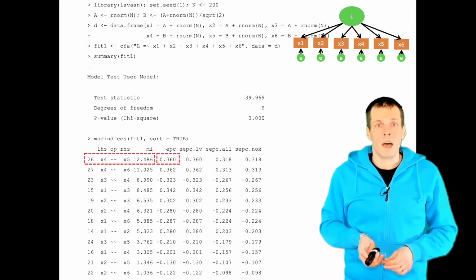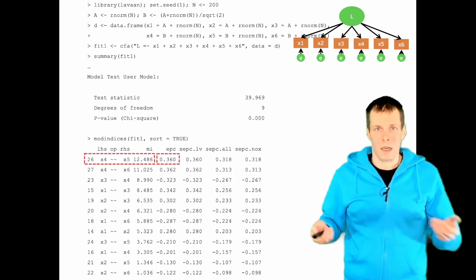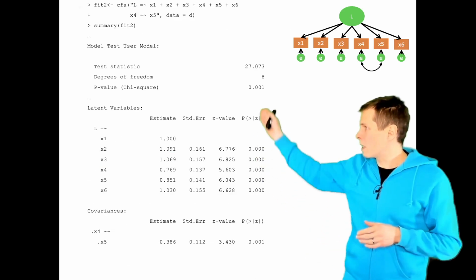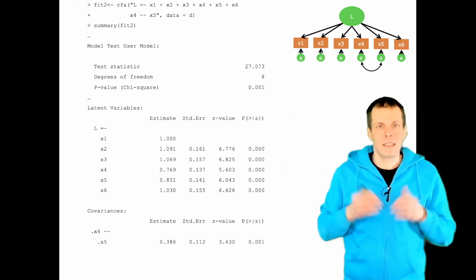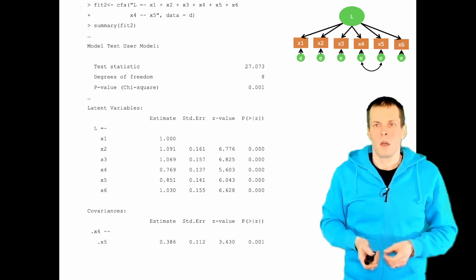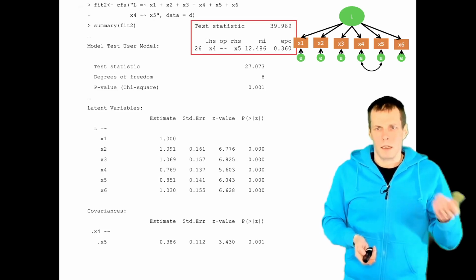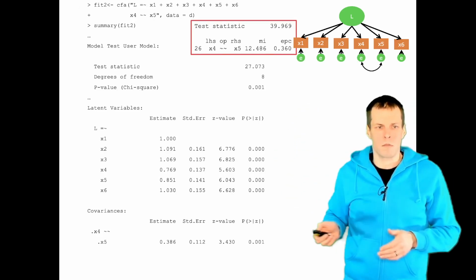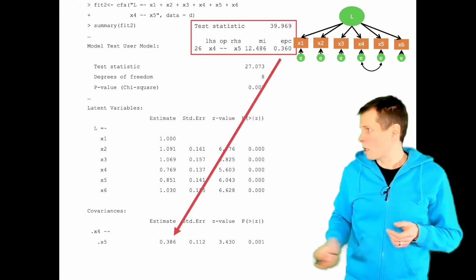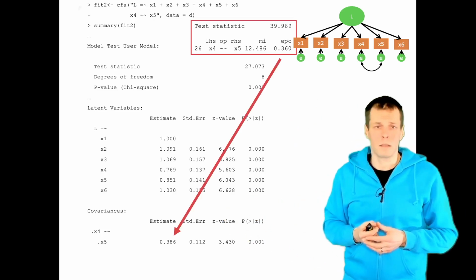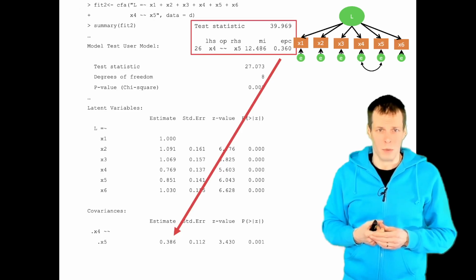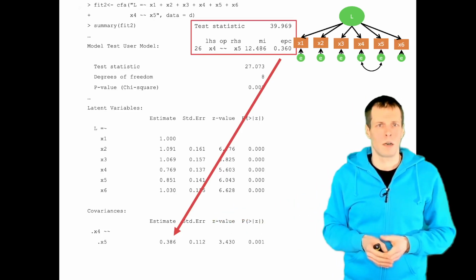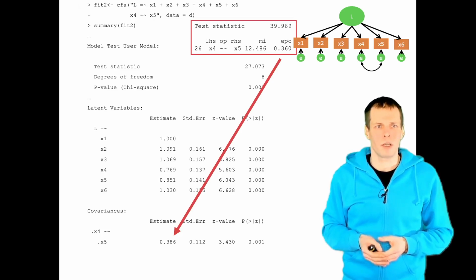So we will do as the modification indices say, and we will add the path. Now the model fit improved, it is now 27, but it is still statistically significant. What we can now see is that the expected parameter change, 0.36, is pretty close to the 0.386 that we got. So our estimate of the parameter was pretty good.